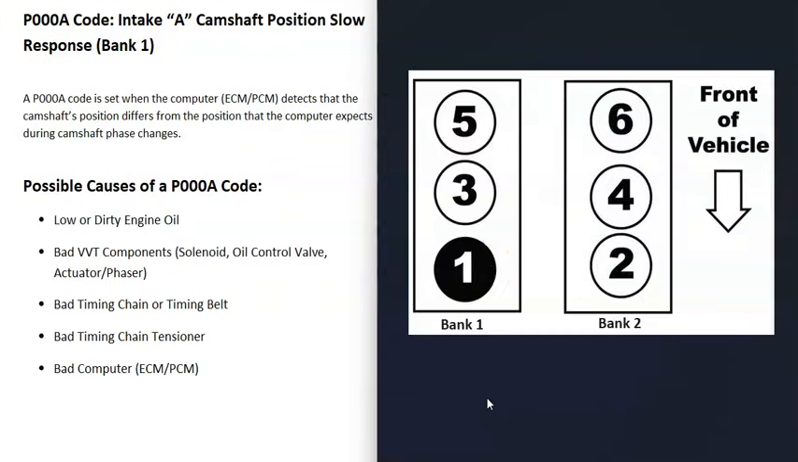Know why? If you have a V6 or V8 engine, you're going to have two banks. Bank 1 is always the side of the engine with the number 1 cylinder, and then the opposite of that is going to be bank 2. So if you find the number 1 cylinder on your engine, that's going to be the bank 1 side, and that's going to be the side of the engine that the computer's seeing a problem with.